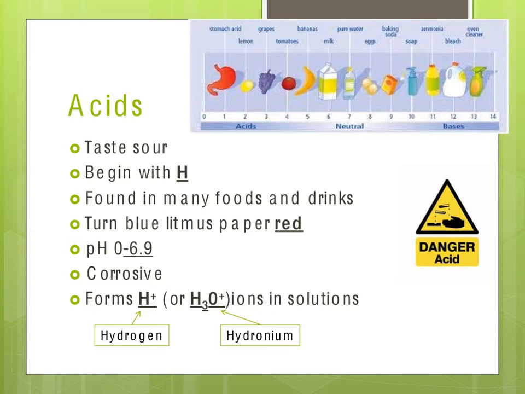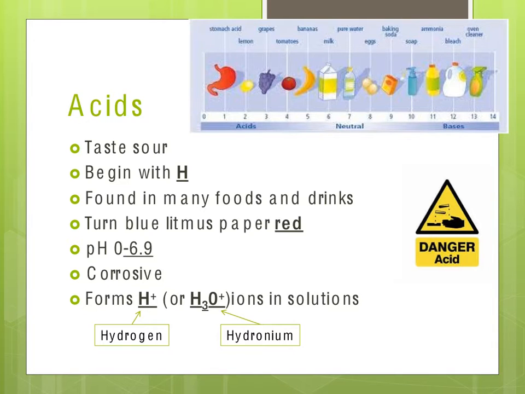But these are the general characteristics of acids. They taste sour, begin with hydrogen, and are found in many foods and drinks. They turn blue litmus paper red. Their pH is between 0 and 6.9. They're corrosive, and they form hydrogen ions, also known as hydronium ions, in solution.